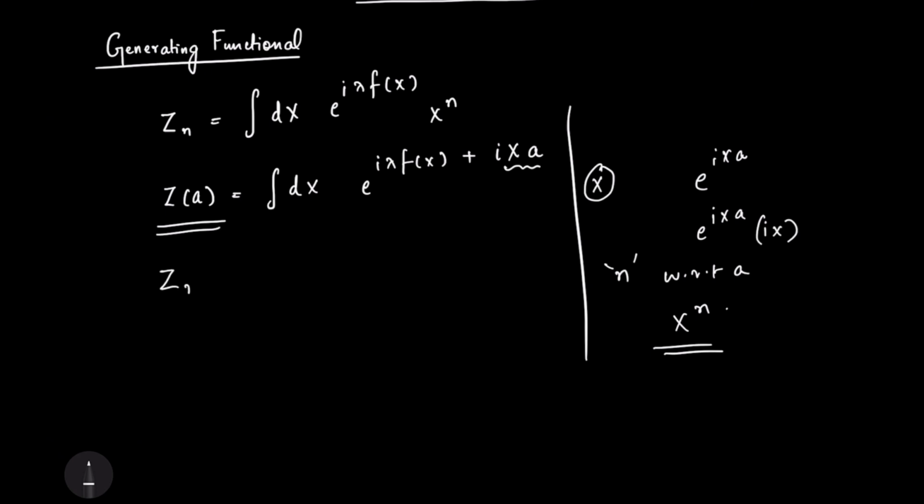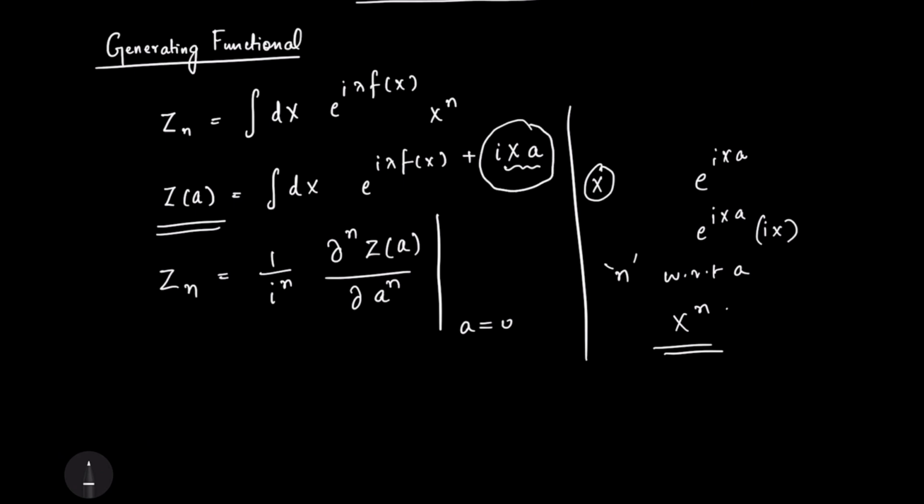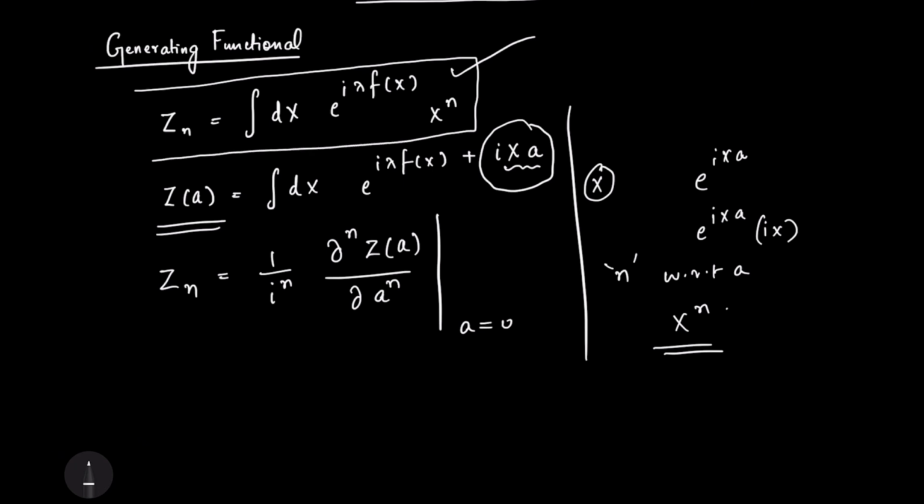So Zn is equal to 1 by i raised to n, times the nth derivative of Z of a with respect to a. And then finally we have to put a equal to 0. So if I put a equal to 0 here, then I will get this back. First I have to take n derivatives, and finally if I put a equal to 0, then I can go back to my integrand.